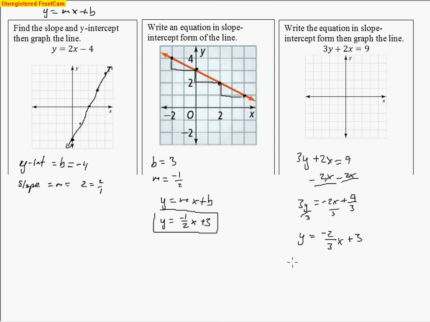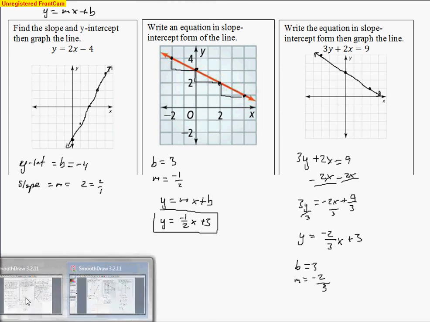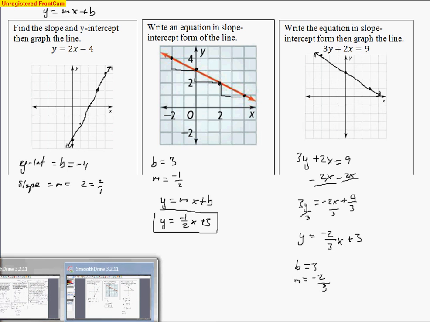We're going to plot the y-intercept at 3, so up 3 spaces, and then use the slope. The slope represents negative 2 over 3, so down 2, 3 to the right, down 2, 3 to the right. And if I run out of room that way, I could always go up 2, 3 to the left, and you see how that gets me on that same line. So those are the problems that you'll see on the study guide and what the test will look like as well. Good luck.